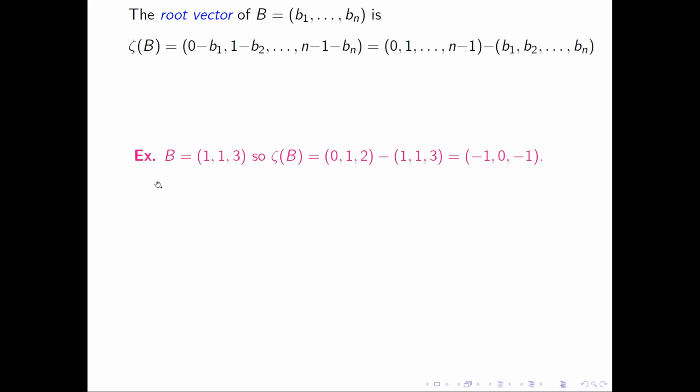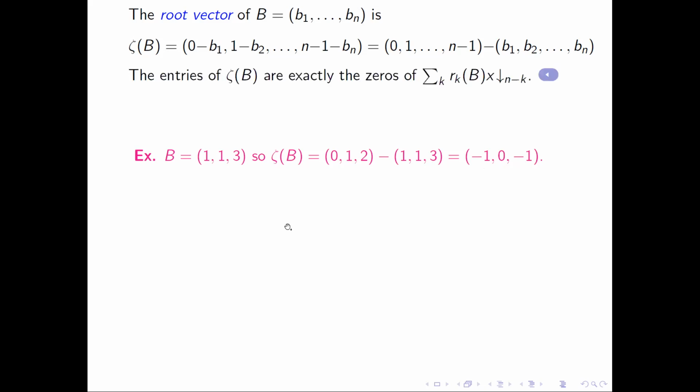So here's an example. 1, 1, 3. That's our old friend. The root vector of this guy is: you go 0, 1, 2 minus 1, 1, 3. 0 minus 1 is negative 1. 1 minus 1 is 0. 2 minus 3 is negative 1. So there's the root vector.